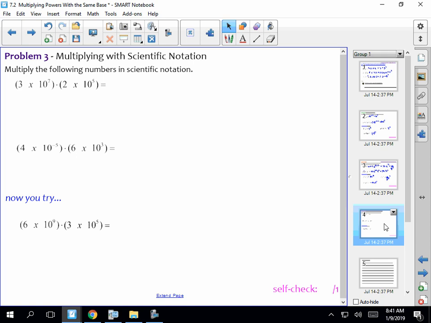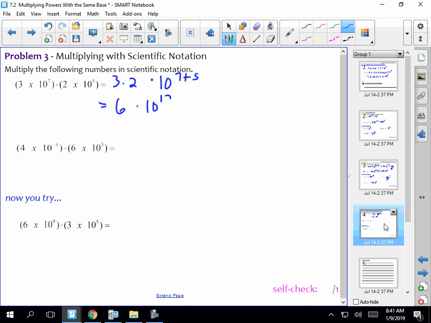And the way this relates to what we're doing right now is that the 3 and the 2 are like the numbers out in front. There'd be like the numbers out in front of it, like the examples we just did. You'd multiply those together. And then the 10 is like the variables. The bases are the same, so you would add the powers. And so we end up with 6 times 10 to the 12th. When we multiply these two numbers together in scientific notation, we can then give an answer in scientific notation.